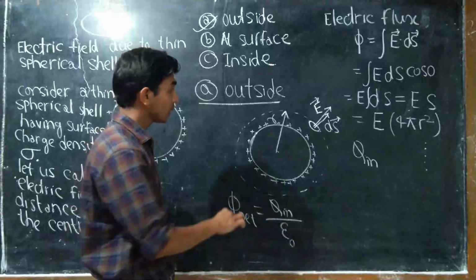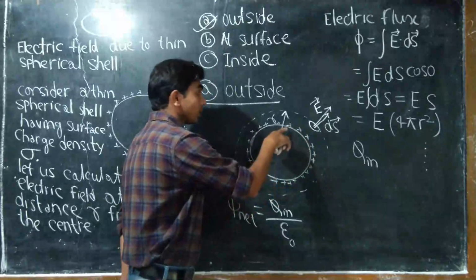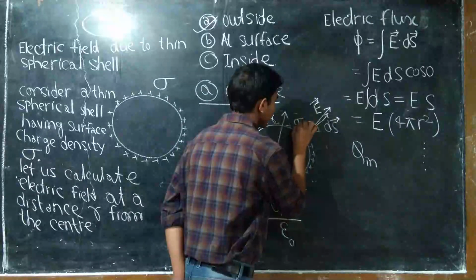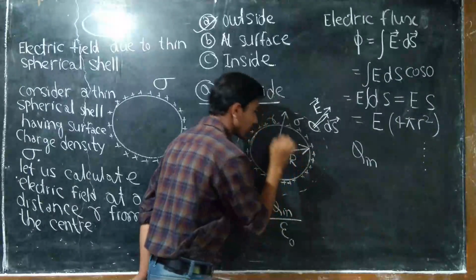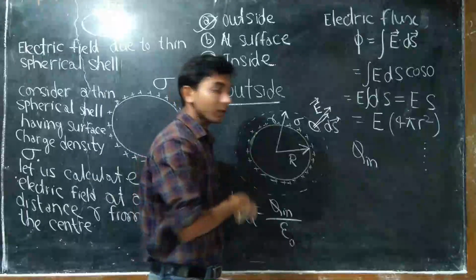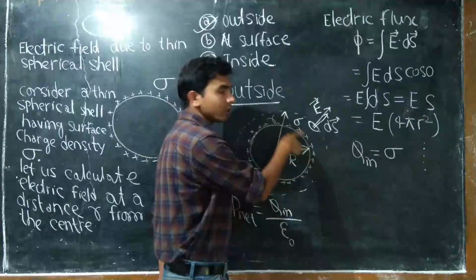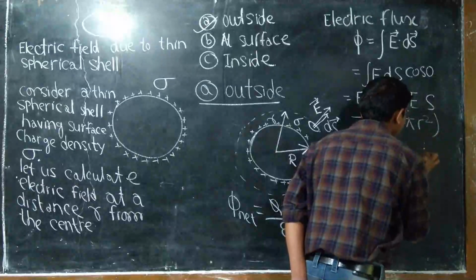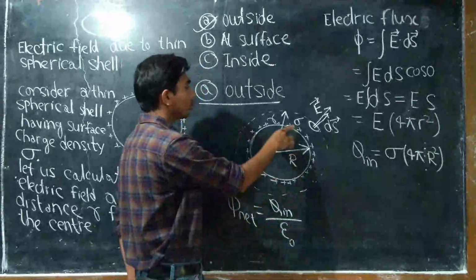Yes or no, right? So now you can see here, the surface charge density is given as sigma, right? Suppose this cell has radius capital R. So the total charge on this cell is sigma times the area of this thin spherical cell, and that is 4 pi R square. I am taking capital R here because we have to find the charges.